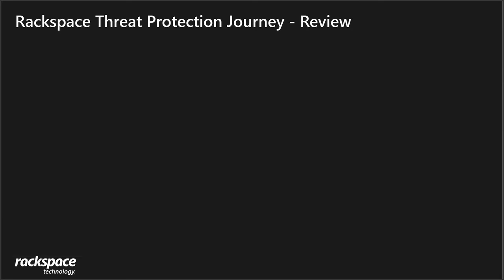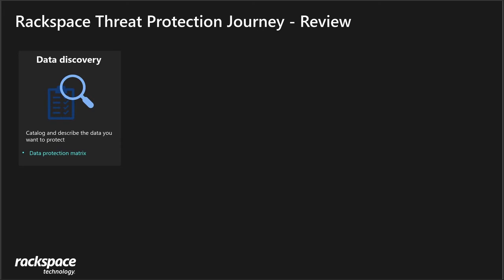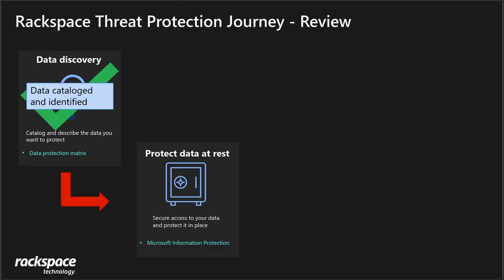All right, and so that's the end of our journey. So we can review here, right? We did our data discovery, catalog and describe the data we want to protect, right? So we were able to do that correctly. We looked at protecting that same data at rest using information protection. So we created the sensitivity labels and policies.